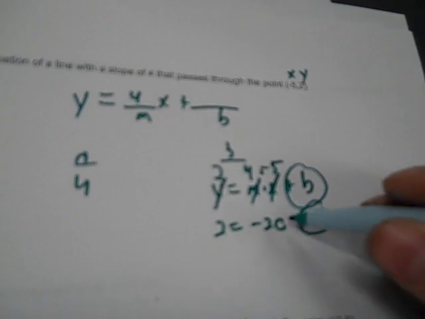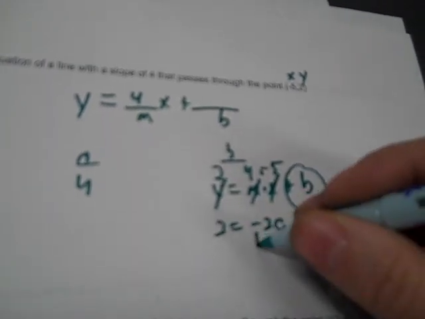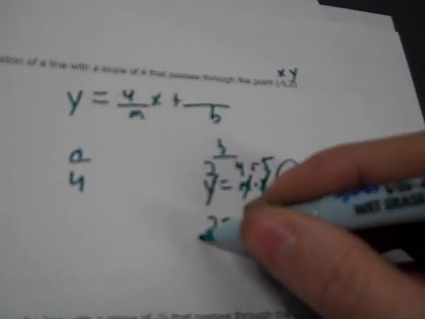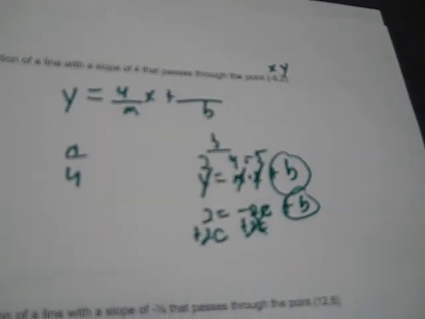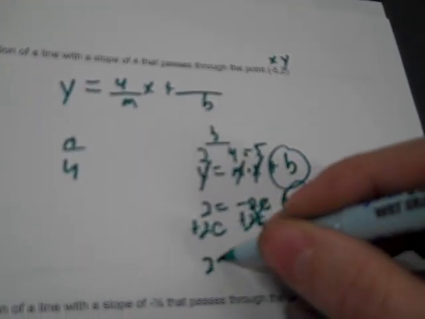Okay, and then we undo the addition of negative 20 by adding 20. 2 plus 20 is 22, so 22 equals b. So there's my equation. Okay.